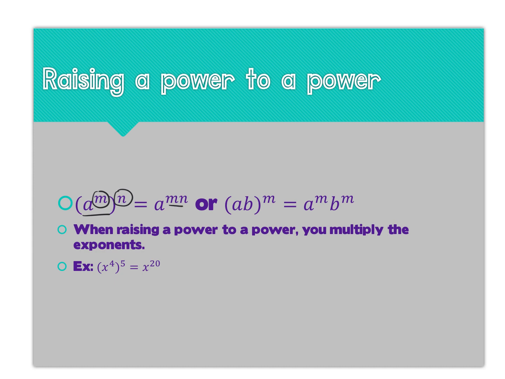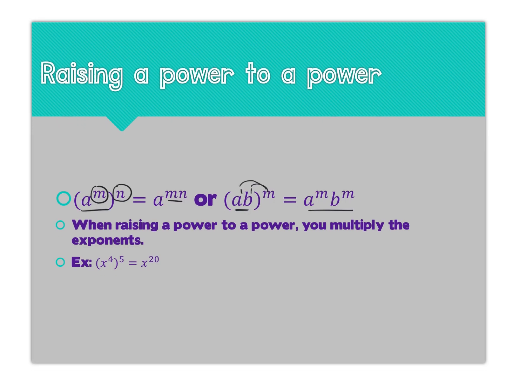The other thing is if you have two terms in the parentheses, like ab, what you end up doing is, think of it as a to the first times b to the first. And so what's going to happen is it's going to be a to the 1 times m, b to the 1 times m. And it's going to look like that. So when raising a power to a power, you're going to multiply your exponents.